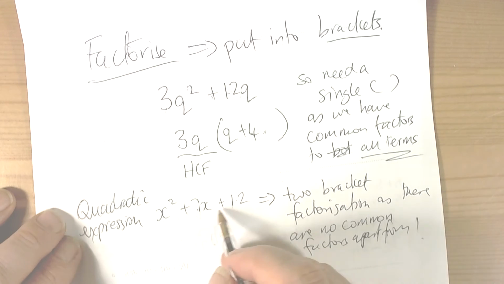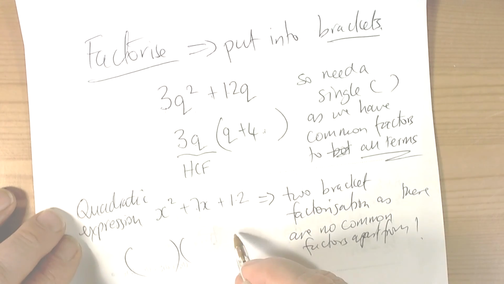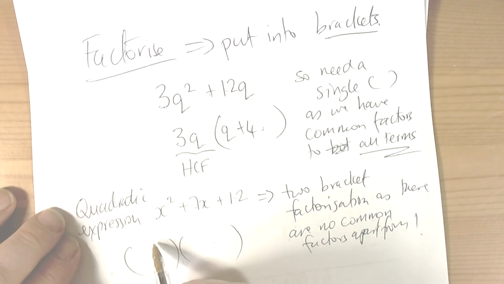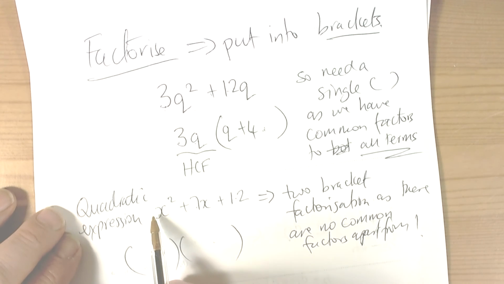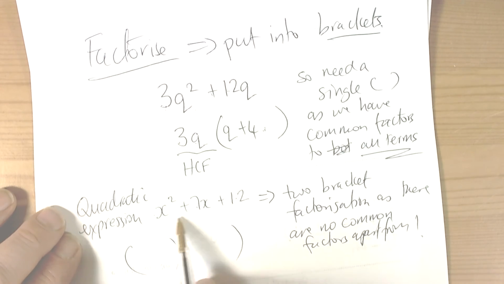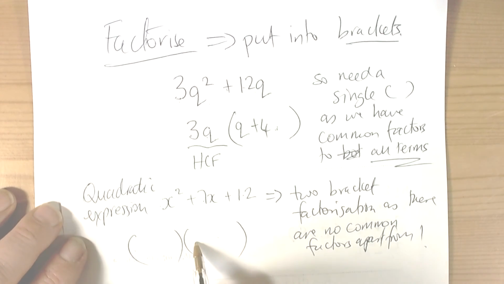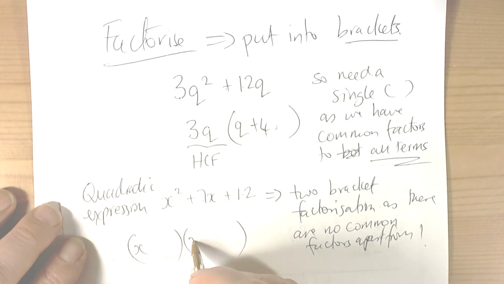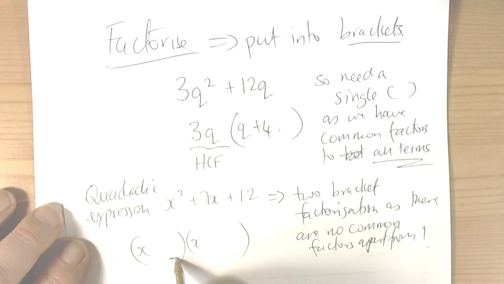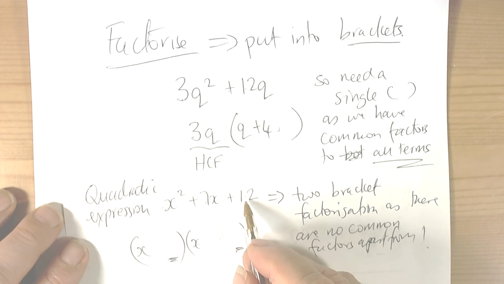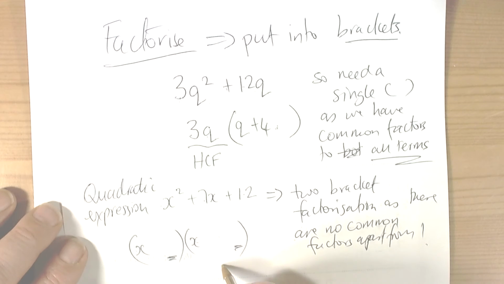Okay, so when it's 2 brackets then, we put down our 2 brackets and we ask ourselves, because this is a single x squared, a unitary coefficient of x squared, then there's a fairly simple process that goes on with these. The 2 brackets would multiply out to give me x squared, so I'd have to have x times x to make x squared. The 2 numbers at the end have to multiply to make the 12. So I ask myself, what makes 12?